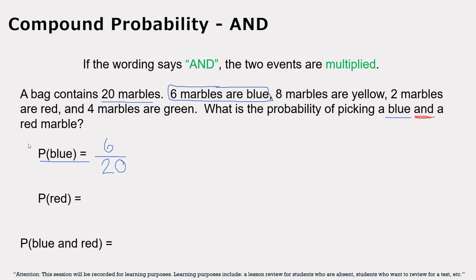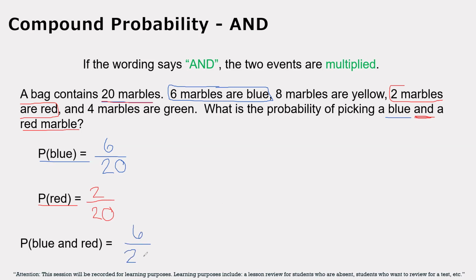What would then be the probability of picking a red marble? Let's do that one next. Well, if I go back and read this again, I can see 2 marbles are red, and then we still have the same total, 20 total marbles. So if I want to find the combined probability of me being able to pick both a blue and red at the exact same time, we're going to multiply our two fractions together.